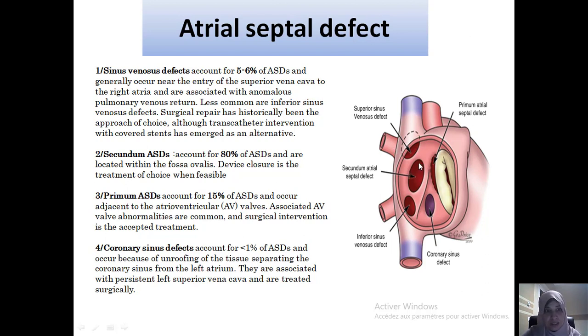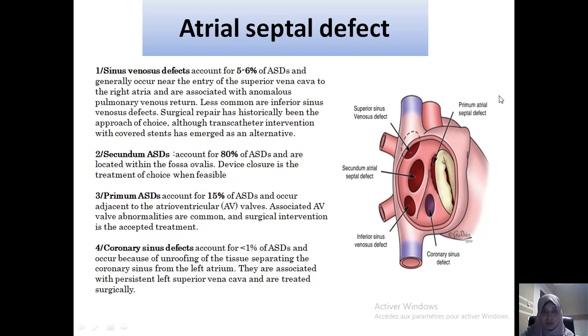The second type is the secundum atrial septal defect, which is the most frequent one, accounting for 80% of ASDs, and is located within the fossa ovalis. Device closure is the treatment of choice when feasible. Type 3 is primum ASD, which accounts for 15% of ASDs and occurs adjacent to the atrioventricular valves. Associated AV valve abnormalities are common, and surgical intervention is the accepted treatment.